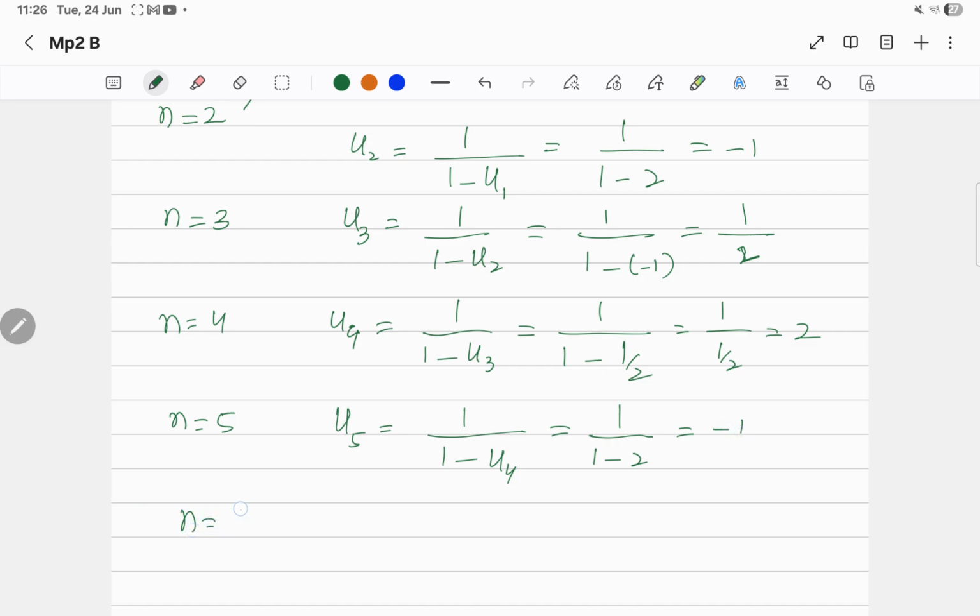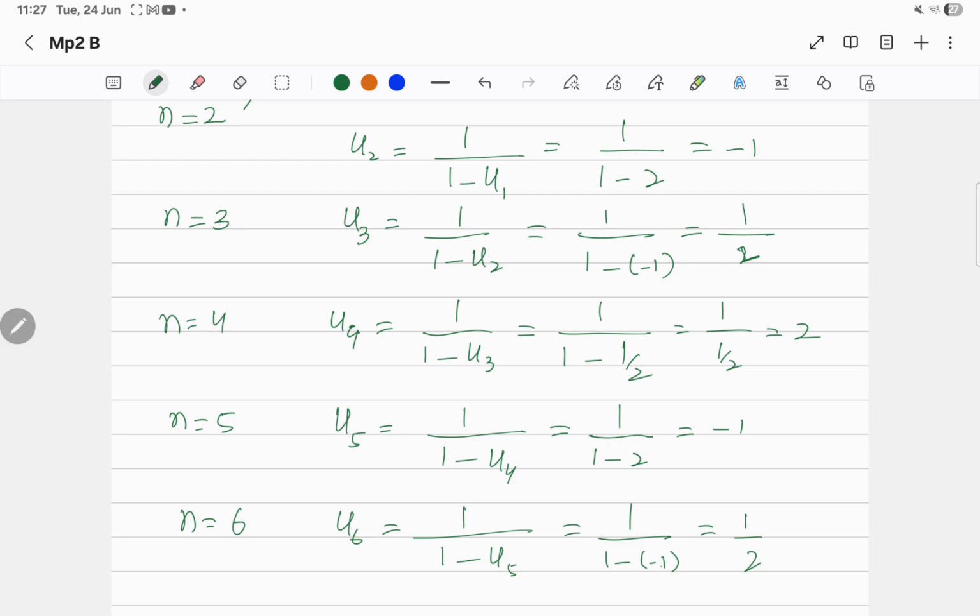When you put n equals 6, it will be u6, which is 1 over 1 minus u5. The value of u5 is minus 1, so 1 minus minus 1 will be 1 plus 1, so 1 over 2, which is half.